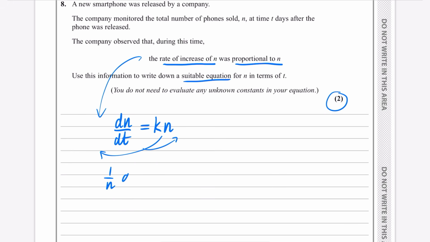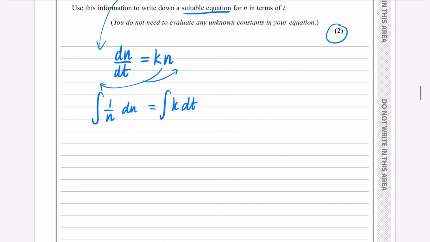So I get 1 divided by n, dn, is equal to k dt, and then I'm going to integrate both sides. When you integrate 1 over n, you get ln of n, and here we get kt plus a constant c. So just rearranging this, I get that n is equal to e to the power of kt plus c. And that's what they're looking for.